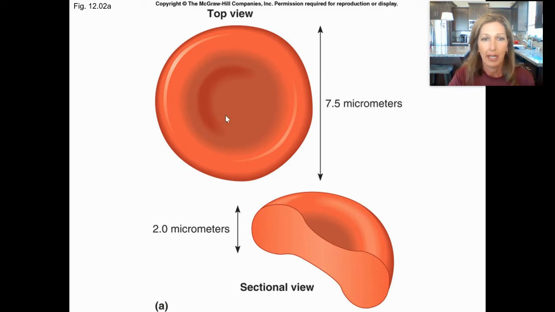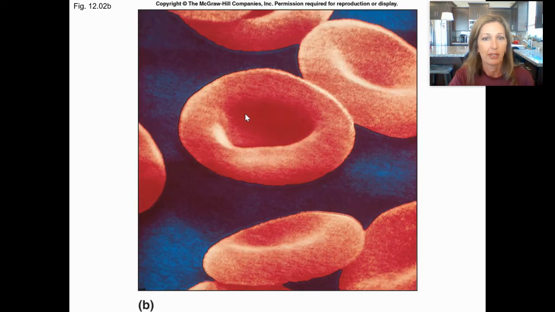And again, after about 120 days, it's going to be broken down by your liver and out it's going to go into your toilet, is what's going to happen. And we are constantly making more red blood cells in order to make sure we maintain about that 45% of your blood being red blood cells.